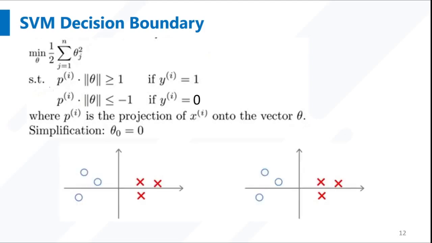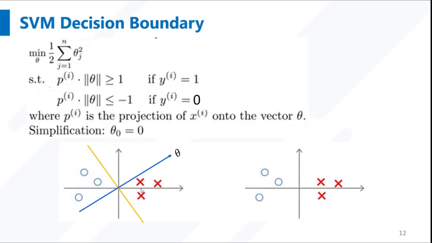So let us analyze this set of data. First of all, let us say the decision boundary is this one, and it can be proved that if this is the decision boundary line, then the theta vector should be perpendicular to that line. Or in other words, if the theta vector is determined, then you can find the decision boundary by drawing a line perpendicular to theta.